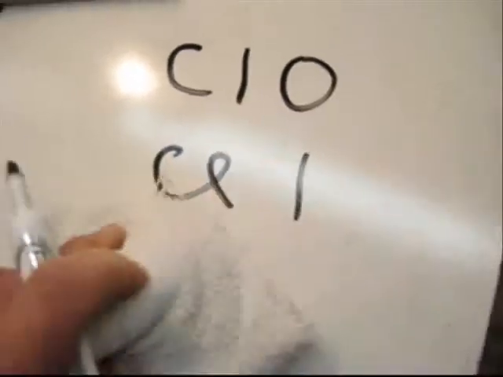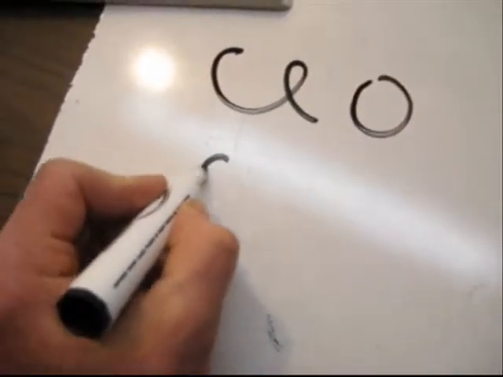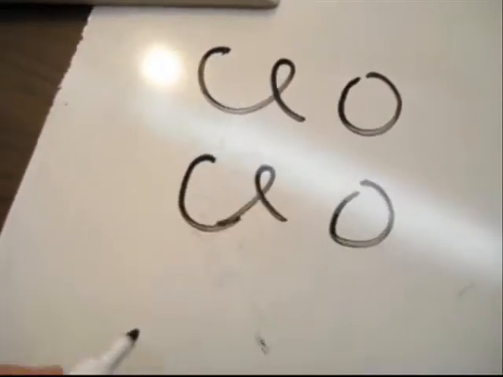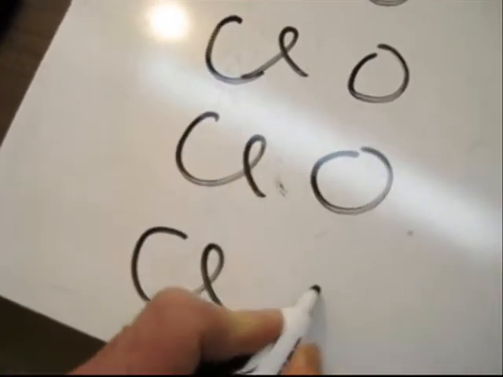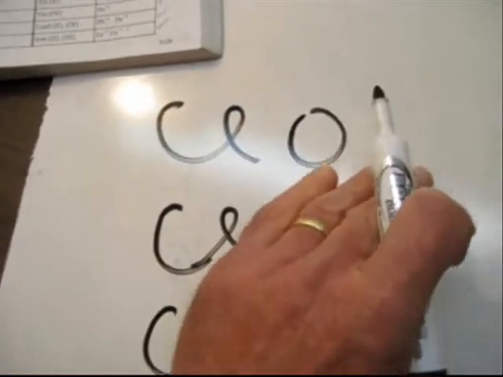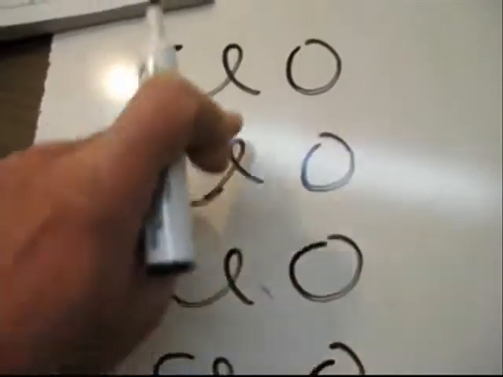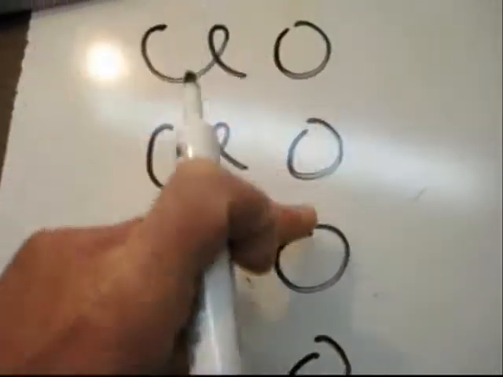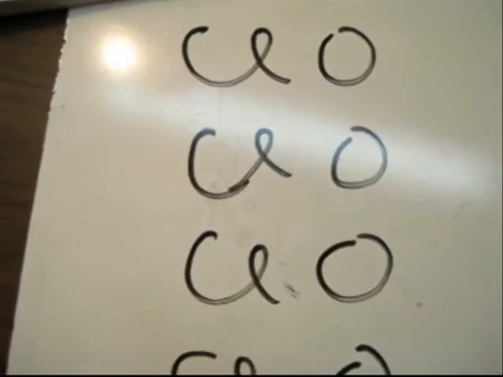It's a little tricky taping this and writing at the same time here. Chlorine and oxygen. All right. So we have hypochlorite, chlorite, chlorate, and perchlorate, and it's the number of oxygens here that varies as we go from one anion to the next.